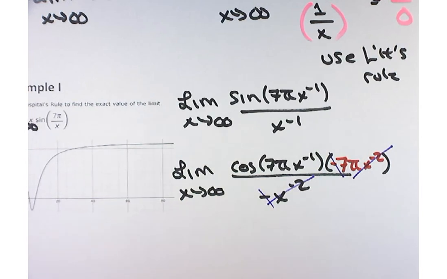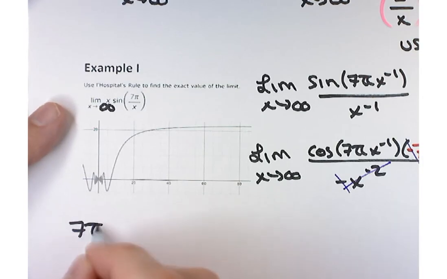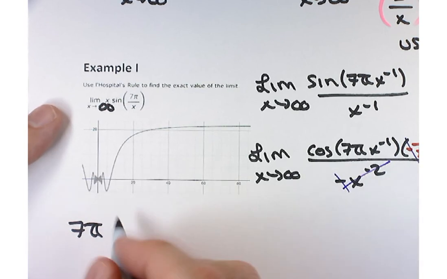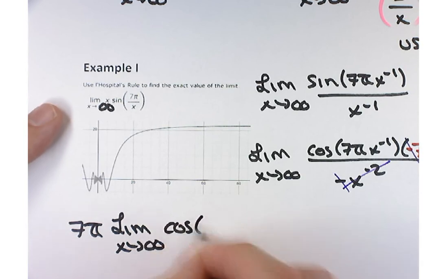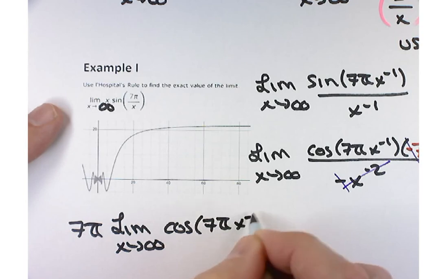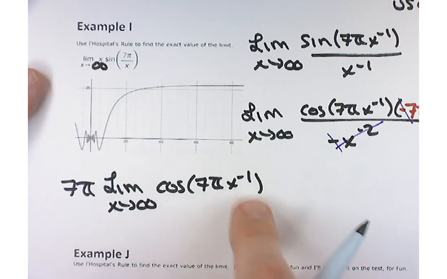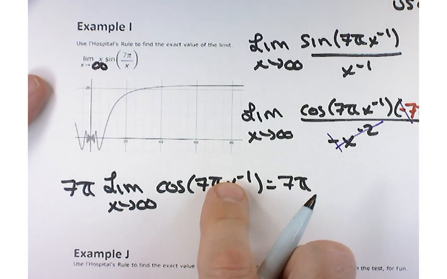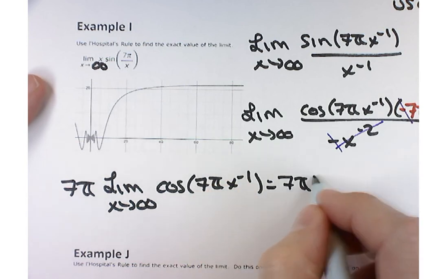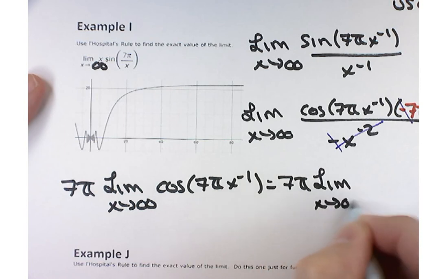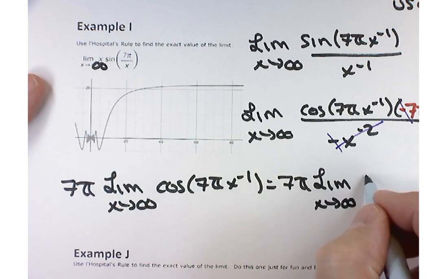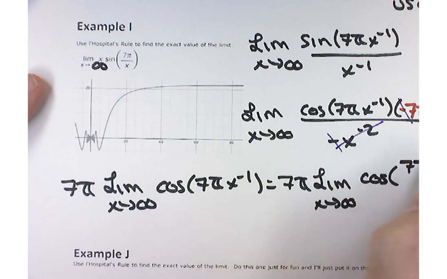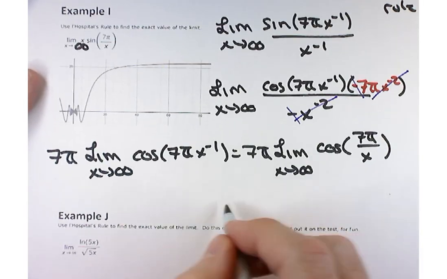I'm going to take the 7 pi all the way out front. So it's going to be 7 pi times the limit as x approaches infinity of the cosine of 7 pi x to the negative first. Now, this might be a little bit challenging for you to work with in your head. So let me rewrite that one last time. Limit as x approaches infinity of the cosine of 7 pi over x. And that should pretty much do it for us.